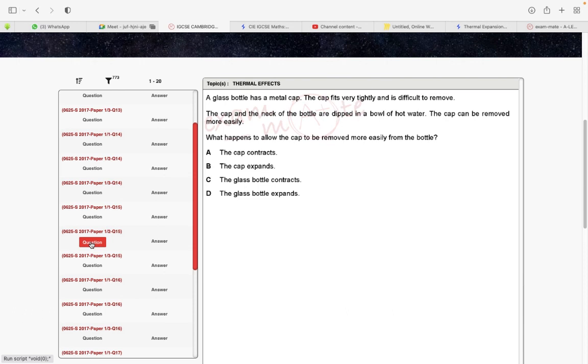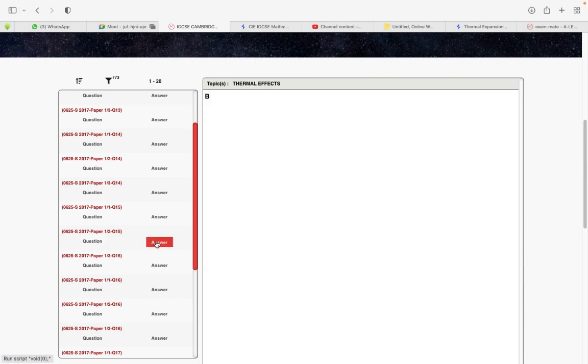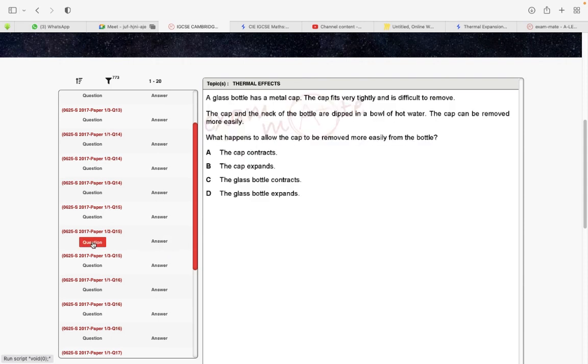Expansion will make the glass bottle bigger. So if it expands, you cannot remove the cap. It's only when it contracts that you can remove it, right? Oh yeah. Okay, makes sense. You can say the cap itself expands, or the glass bottle. Yeah, the cap itself expands, meaning it gets wider, so it's able to easily leave. You understand? Yes. Okay, another question.